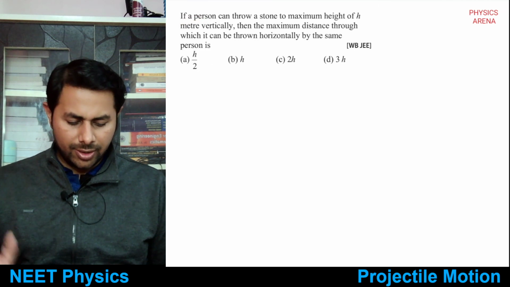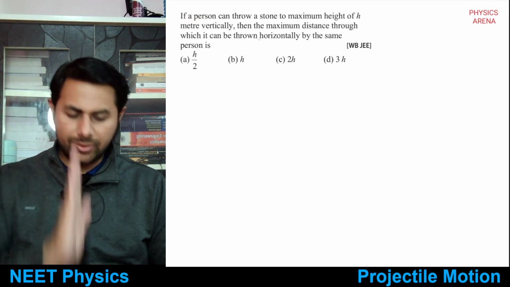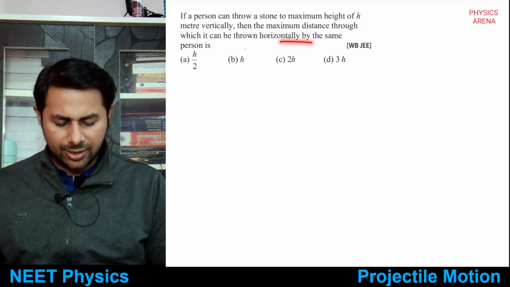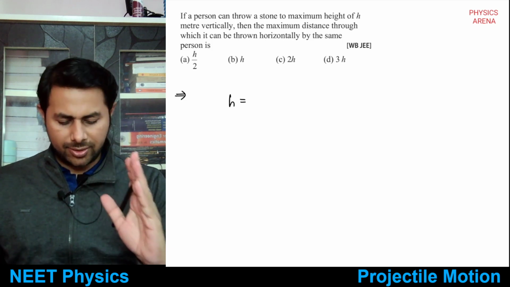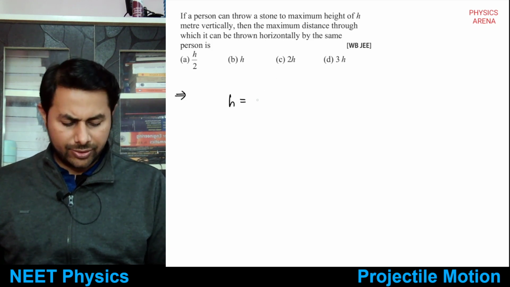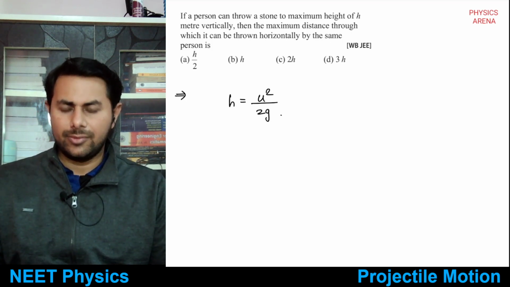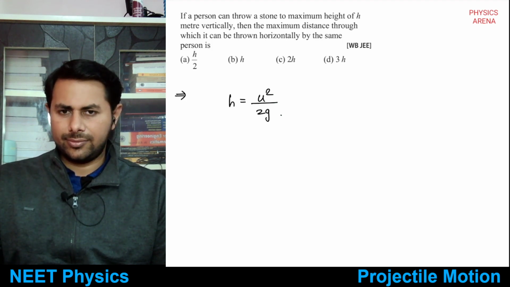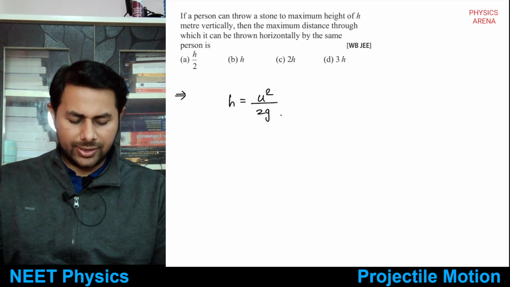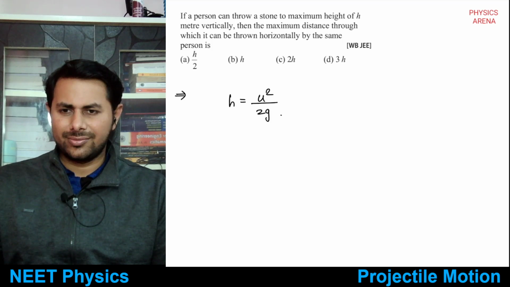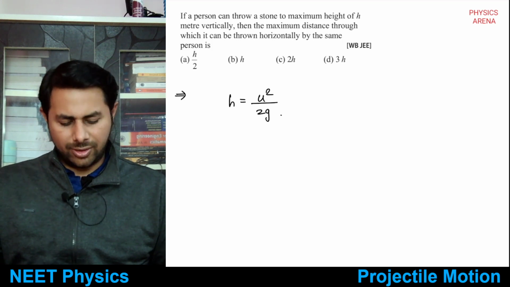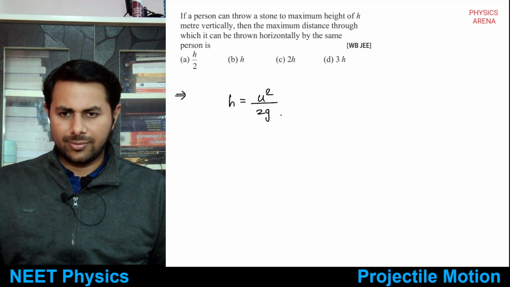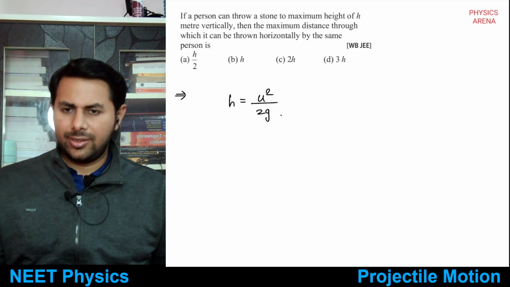A person can throw a stone to maximum height h meter vertically, then the maximum distance to which it can be thrown horizontally by the same person is? Tell me. So if you throw a stone vertically, then h is just equal to what? U square by 2g. So tell me, to what distance can it be thrown horizontally? Option C, 2h. Okay, others? Anybody else?